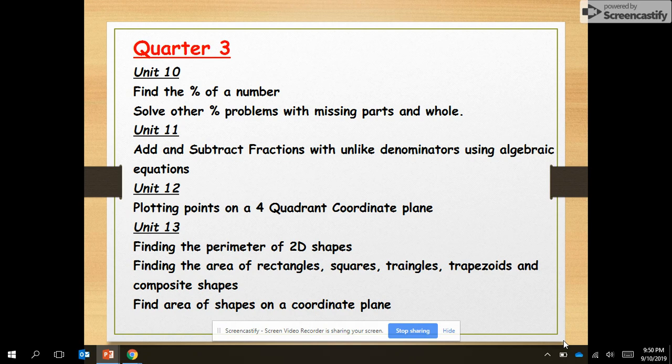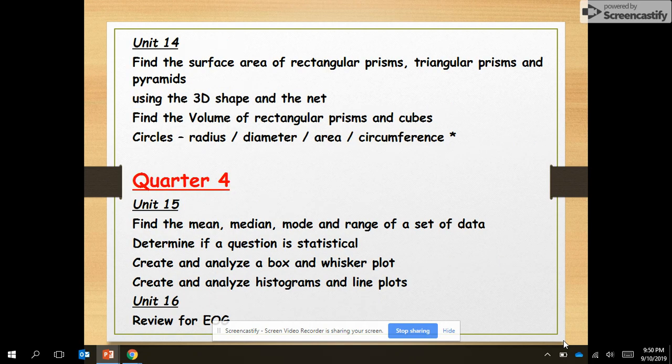Then we go into shapes, so we find the perimeter of 2D shapes. We find the area of rectangles, squares, triangles, trapezoids, and composite shapes. We find the area of shapes on a coordinate plane. And then we get into surface area with 3D shapes and nets. So we get into the surface area of rectangular prisms, triangular prisms, and pyramids. And we also talk about volume and finding the volume of rectangular prisms and cubes.